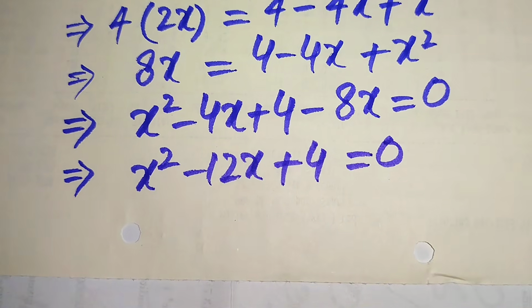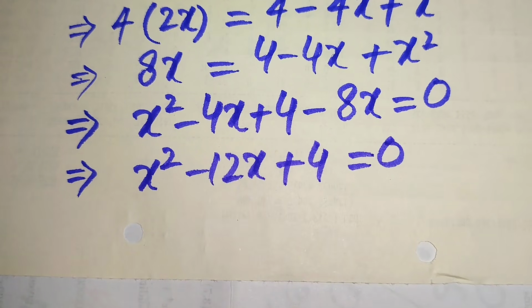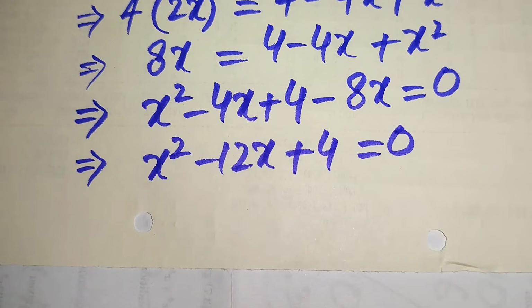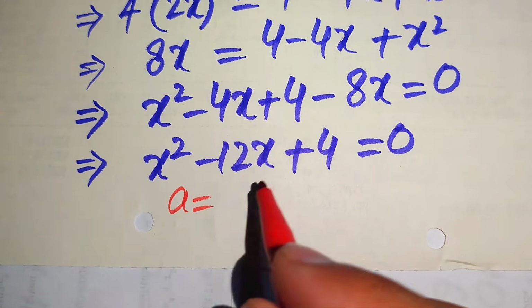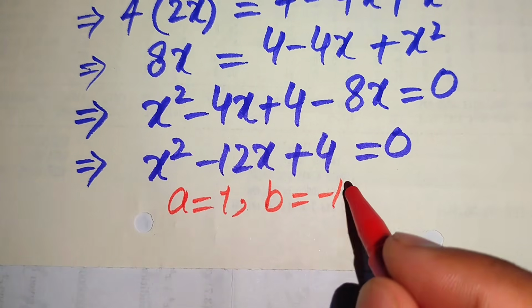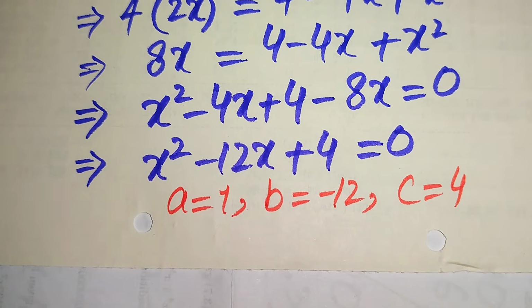So you see that after a little bit of simplification, we convert our given radical equation into the quadratic form, and here we apply the quadratic formula to solve this quadratic equation. So for this, first we write the coefficients of this equation: a is equal to 1, b equals to minus 12, and c is equal to 4.